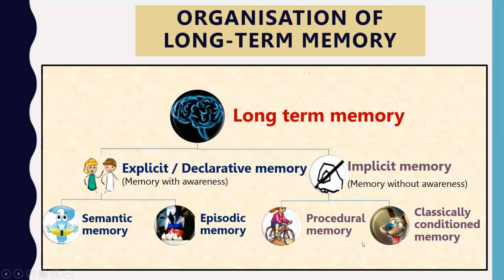Procedural memories are implicit because a lot of the time they get stored into your memory without you even consciously being aware of that particular thing happening. You might be riding a bike, but you don't know how well that memory is being stored. But the more you ride your bike, the better that memory does eventually get stored. Another example is classically conditioned memory.